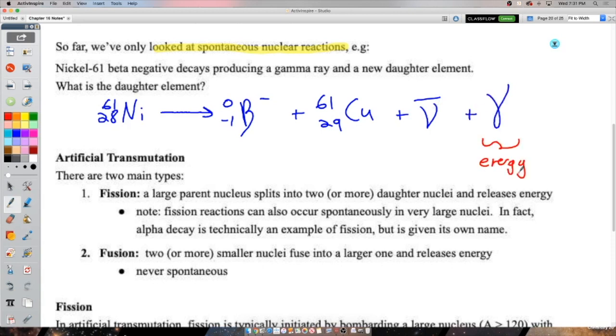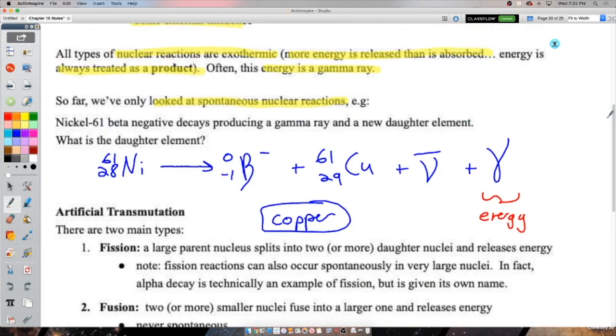You might be saying, what is this gamma radiation now? Well, remember, when did gamma decay happen? It was usually after a beta or alpha decay, right? So we're just kind of putting two reactions into one where, yes, this will be produced and then it will stabilize itself like that. So what is the daughter element? Copper. Okay, so again, why did this happen? Well, nickel was unstable and it just happened. We didn't have to do anything. It just wanted to happen, okay?